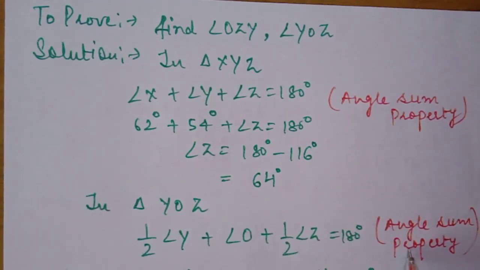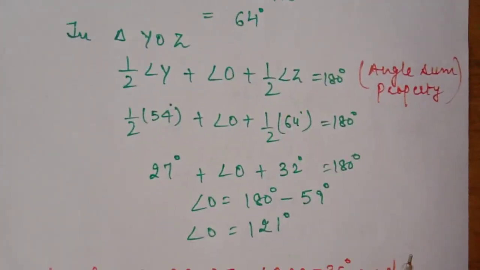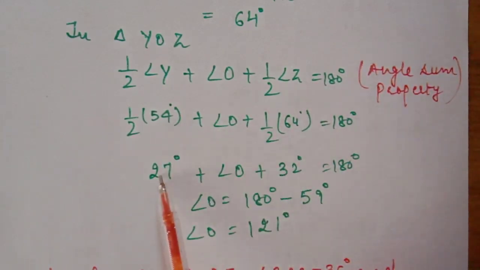Again, angle sum property. So we will find the value of these two angles, half, and then find the value of angle O. So these questions are very easy questions. We have to only first decide our plan and then we will follow that.